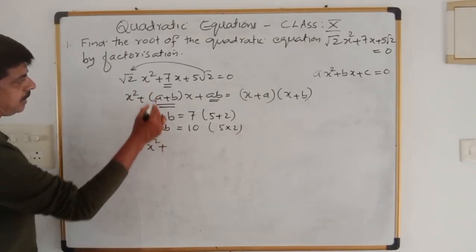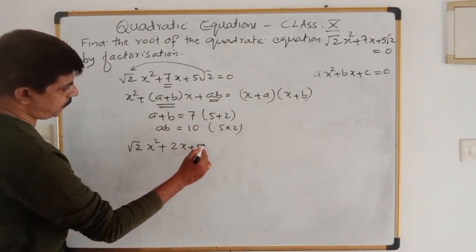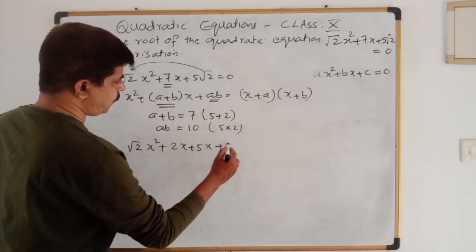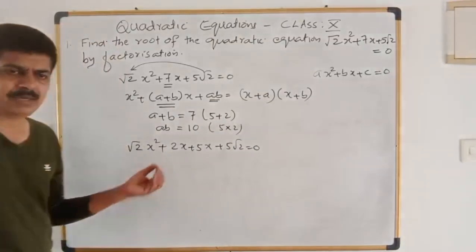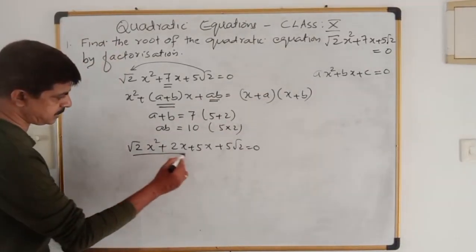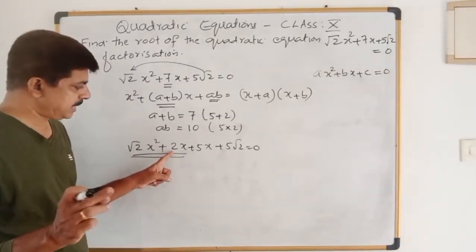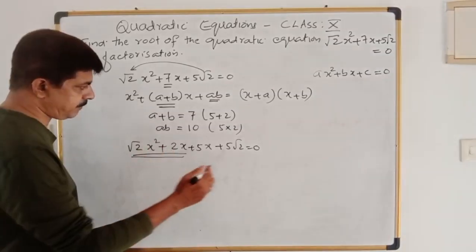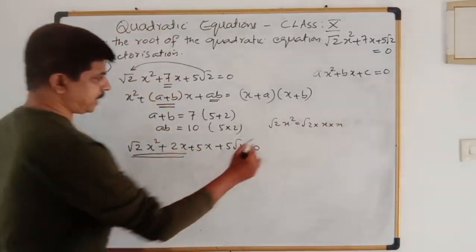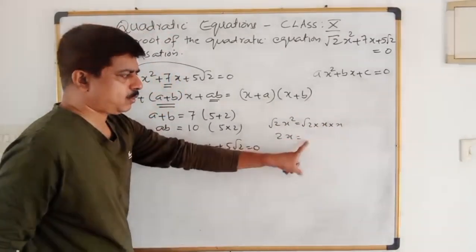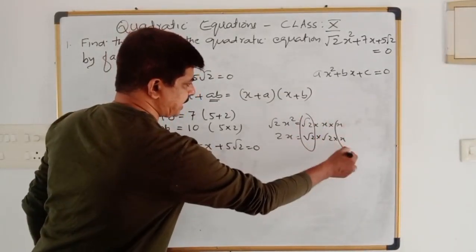Root 2x square plus 7x can be replaced by root 2x square plus 2x plus 5x plus 5 root 2 is equal to 0. So what do we do? We use the grouping method. We can take the common factor. Here we have root 2x square plus 2x. 2 can be written as root 2 into root 2, so 2x is root 2 into root 2 into x. So root 2 is common, x is common.